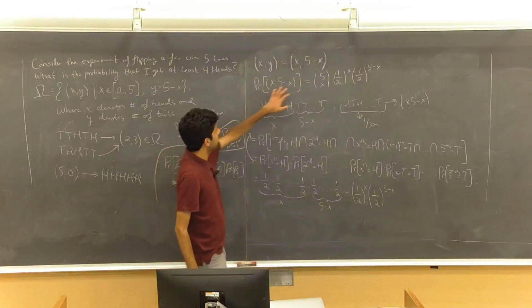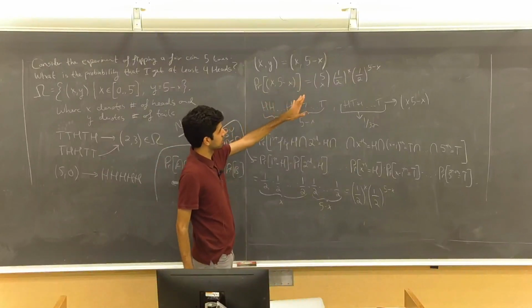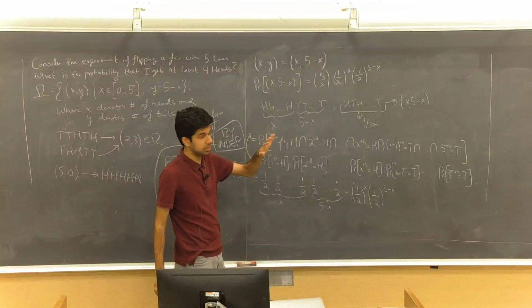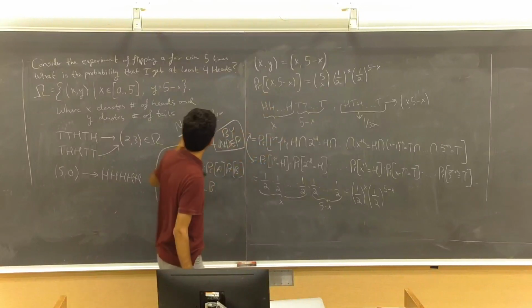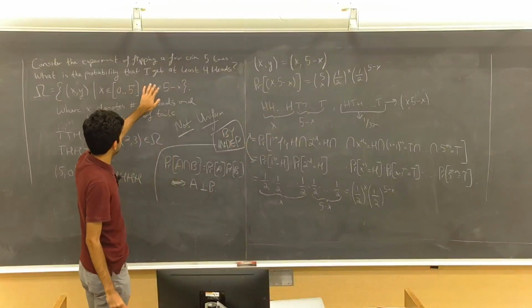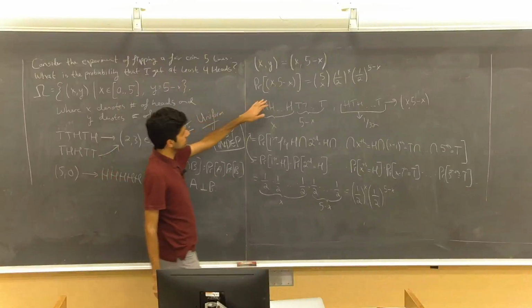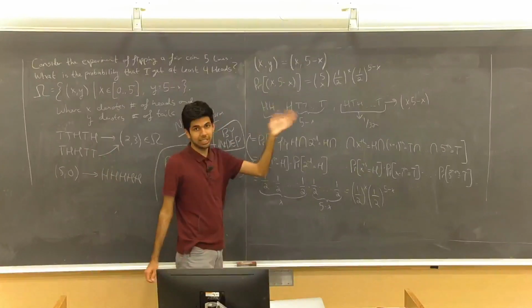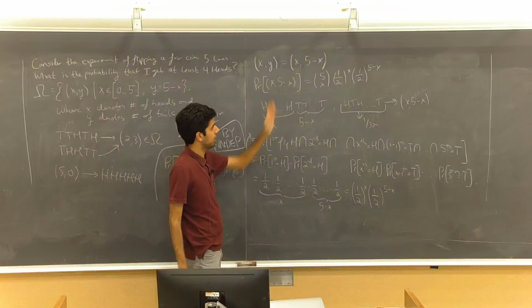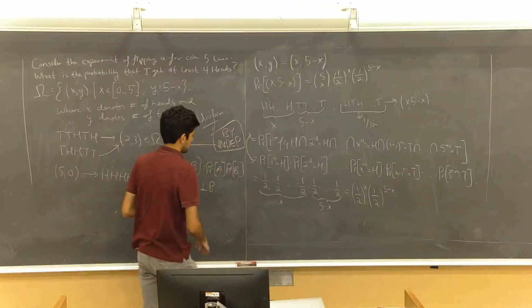Good. Okay, so we have this very generic equation right here, and it's very nice because now when we come back to the problem, the probability that I get at least 4 heads, I can just figure out which of these pairs I need to look at, and then just plug it into there. So let's do that.